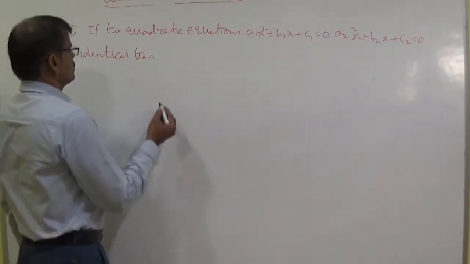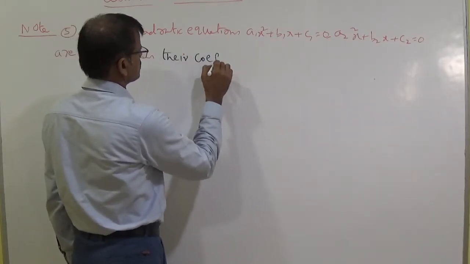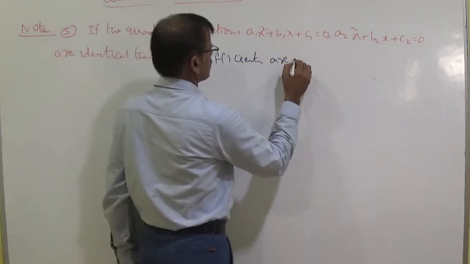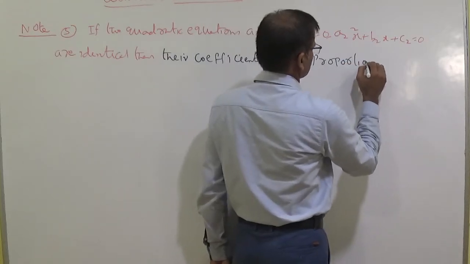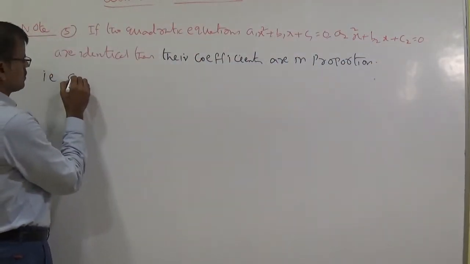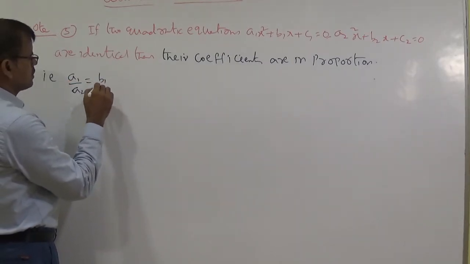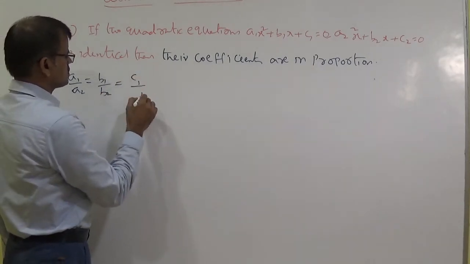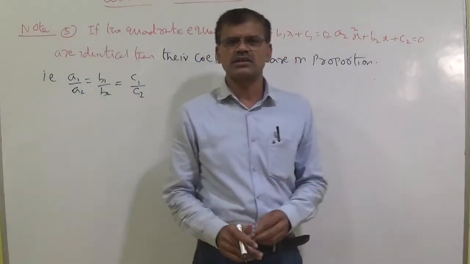Very easy question. Then their coefficients are in proportion. That is, a1 by a2, coefficient of x square, is equal to coefficient of x, is equal to the constant, like this: a1 by a2 equal to b1 by b2 is equal to c1 by c2 is equal to some constant k, like that.